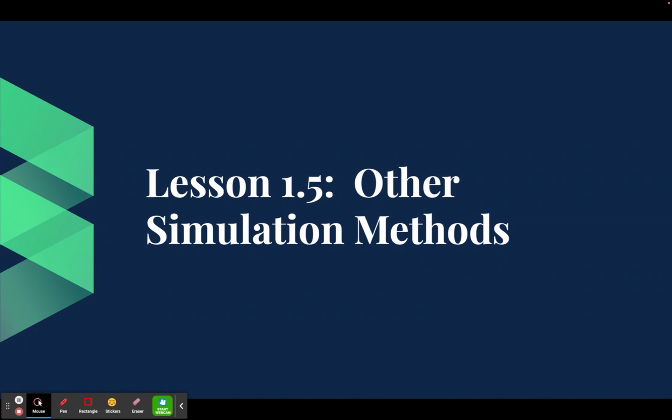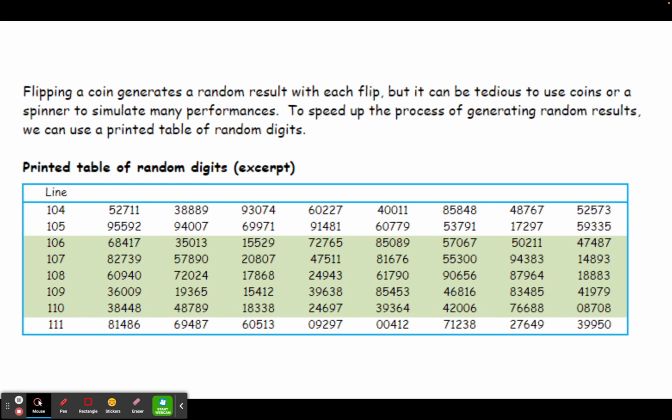In Lesson 1.5, we're going to learn about another simulation method, one that is a little bit more efficient than using dice and cards and spinners. In this section, we are going to learn how to use what's called a table of random digits to conduct a simulation.